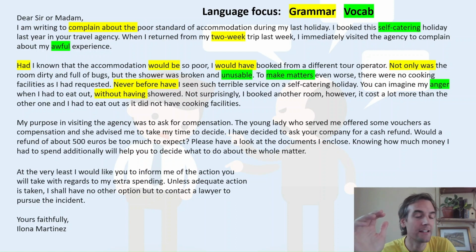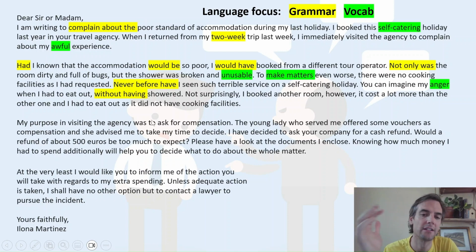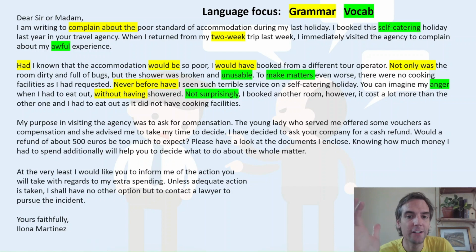Use of the present participle. We've got a preposition and then ing, present participle, having showered. Starting a sentence with an adverb. I talked about this in the essay. There's almost always a possibility of doing this, and it's a nice little tick. They're varying their connections. They're starting a sentence differently. They're showing their range.